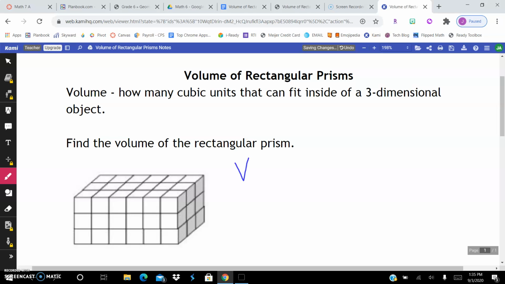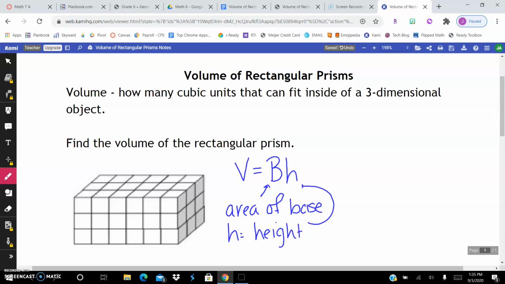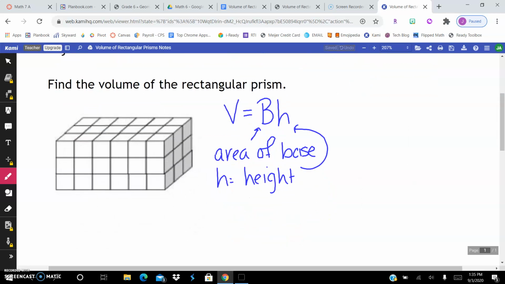The first one is volume equals capital B times H. Capital B stands for area of the base, and H stands for height. Okay, so if you wanted to figure out the area of the base, it's a rectangle. So you can kind of imagine it's right here. In order to find area of a rectangle, you would need to do length times width.